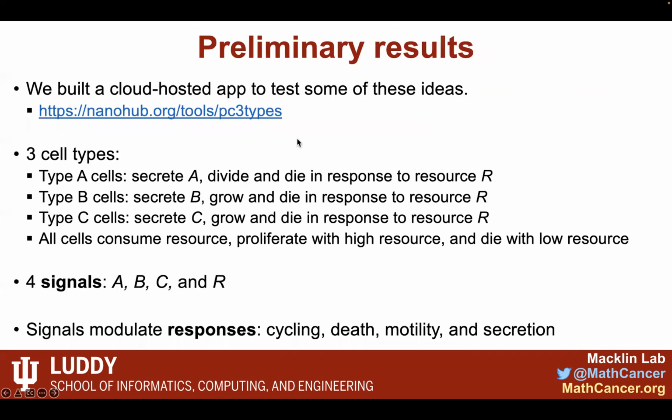So we've actually written a prototype of this called the 3 Types app. We aren't going to really have time to live demo it in a minute and a half, but I want to show that just even 3 cell types with some very basic rules where we have 4 signals: A cells secrete A, B cells secrete B, C cells secrete C, and then there's a resource in the environment. And so we have 4 signals, A, B, and C, and resource, like say oxygen, and we can modulate based upon these 4 signals the following behaviors: cell cycle entry, cell death, motility, and secretion.